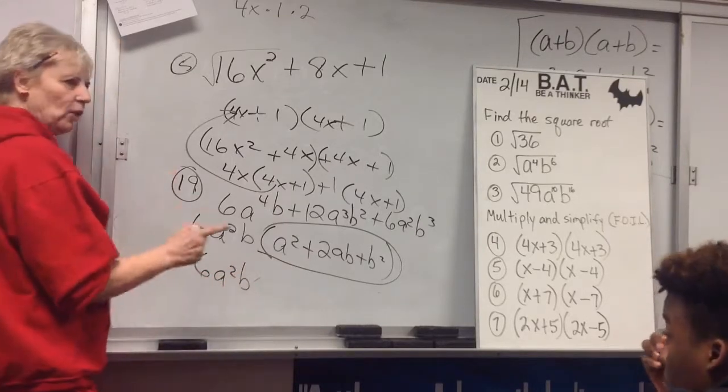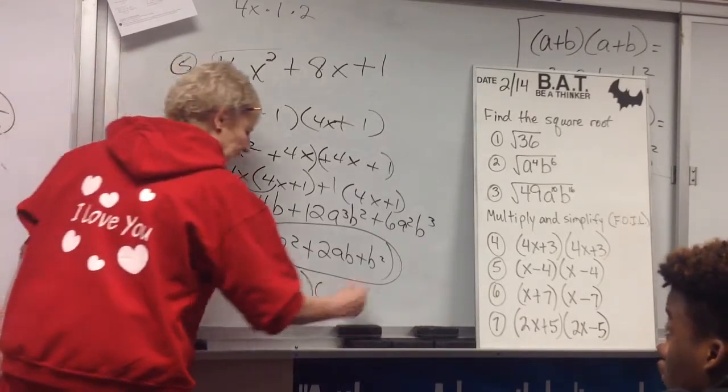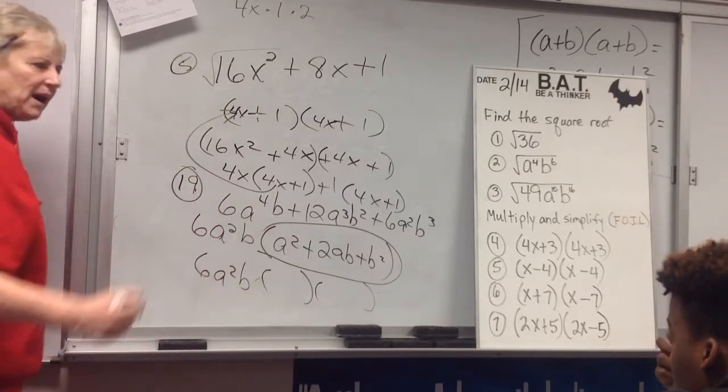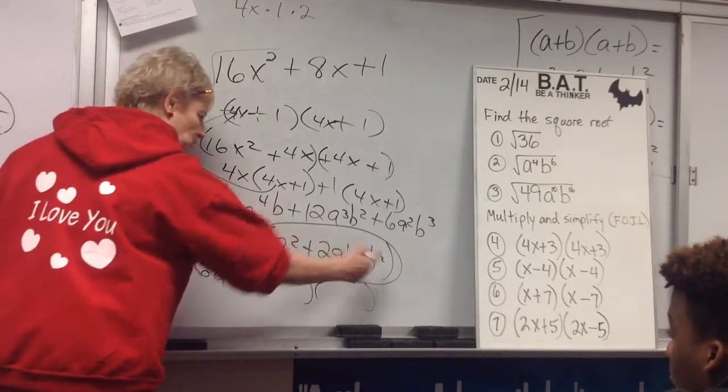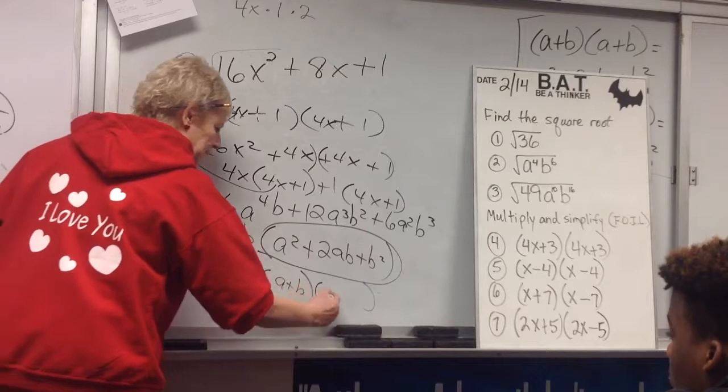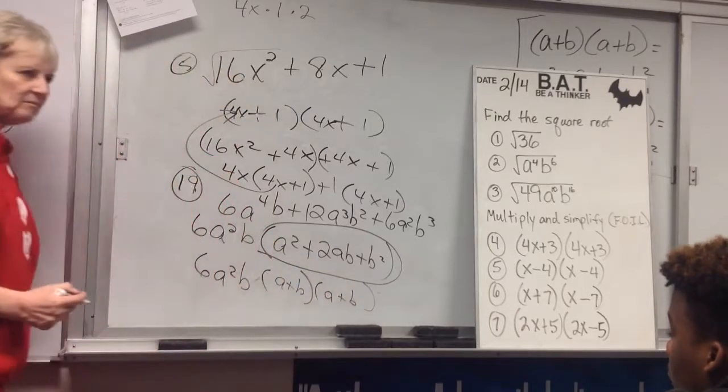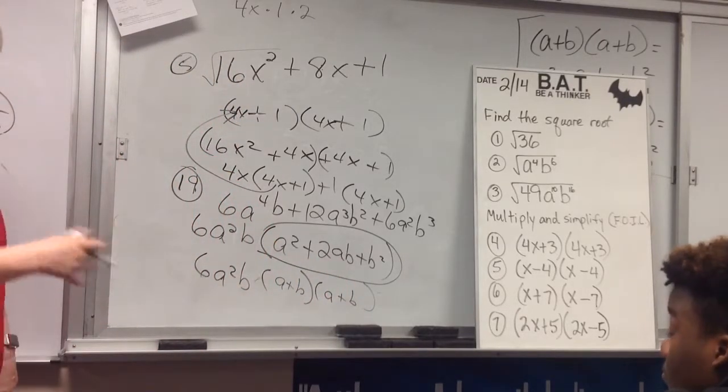A perfect square trinomial will always produce the same thing twice by just taking the square root of the first one and the last one. a plus b, a plus b. I know you don't get that yet. I'm going to show you a ton of examples.